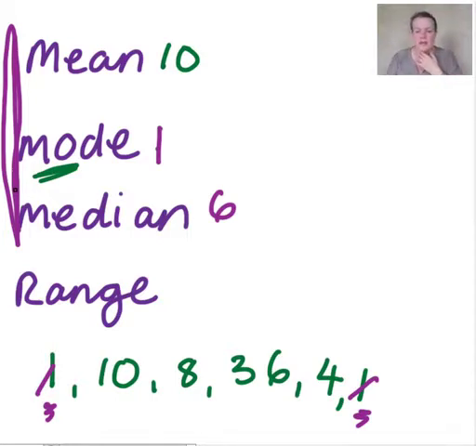And so the range, you go from one extreme of the data to the other, so it's 36 to 1. Some people say it's the big number, take away the littlest number, which indeed it is. It just tells you how far it goes over. So that would be 35. And that's how you do them.